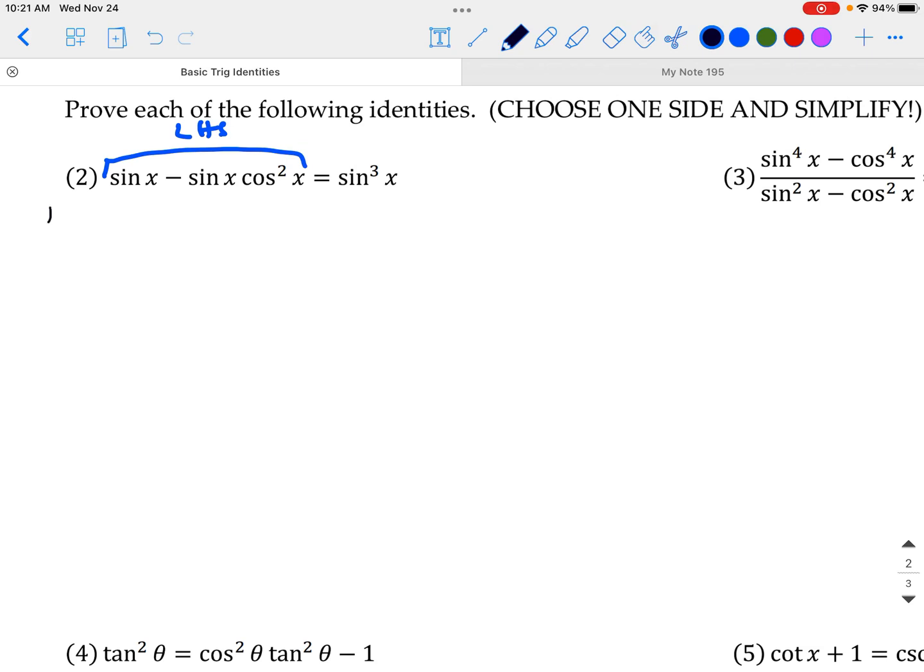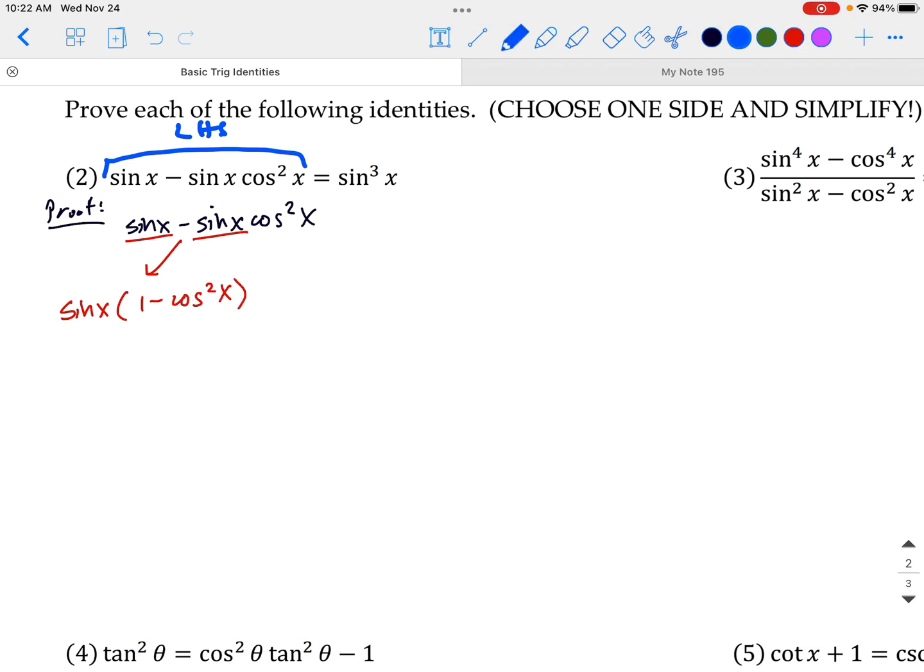So let's go ahead and start our proof just by rewriting the expression we're going to start with. So we're going to start with that left-hand side, and we're going to start manipulating it. Now, there's actually multiple ways we could go about it. So we could notice there's a sine x in this expression. So one pathway would be maybe to factor out the sine x, which would give us 1 minus cosine squared x.